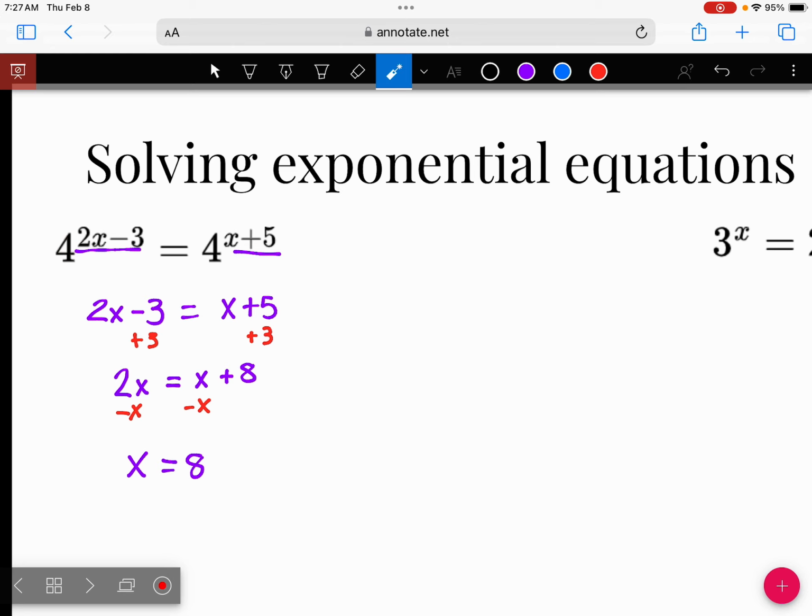So now I'm throwing you another wrench over here on the right-hand one. We've got 3 to the x equals 27.